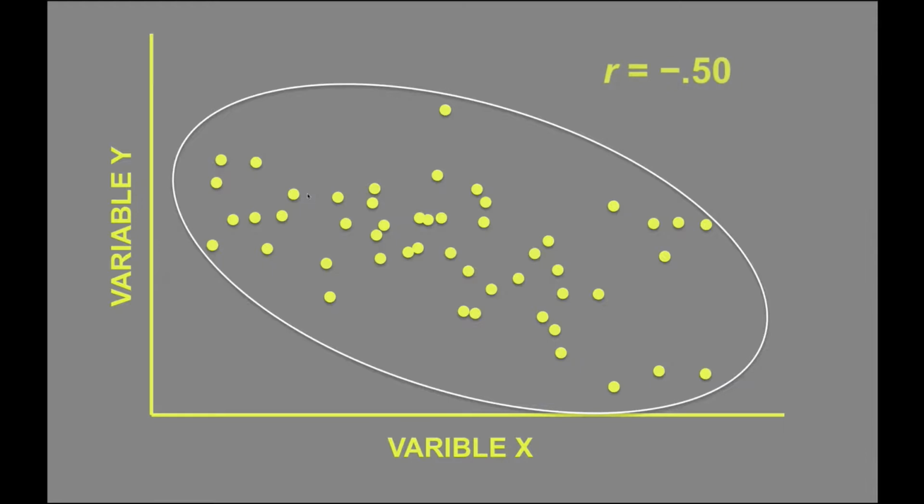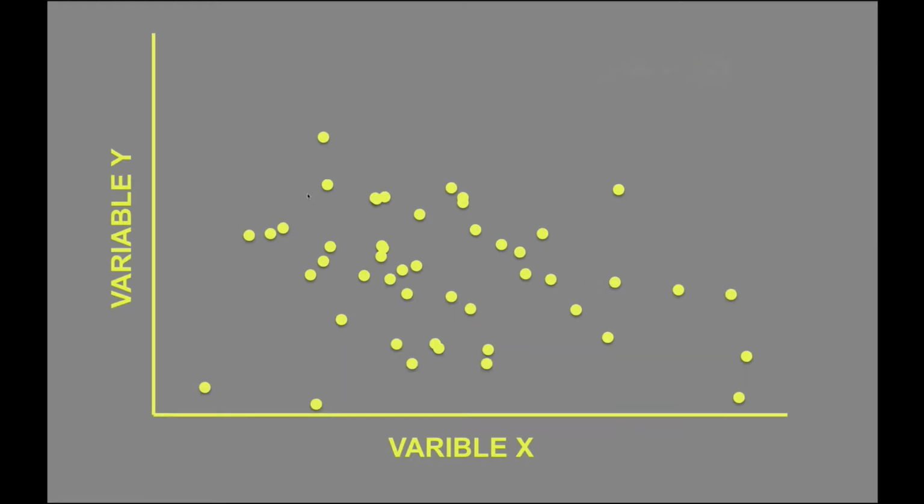The correlation coefficient for this example then would be r = -0.50. So negative because it's a negative relationship, and the strength is still moderately strong in this case. Let's take another example. What would you characterize the nature of the relationship for this scatter plot to be?